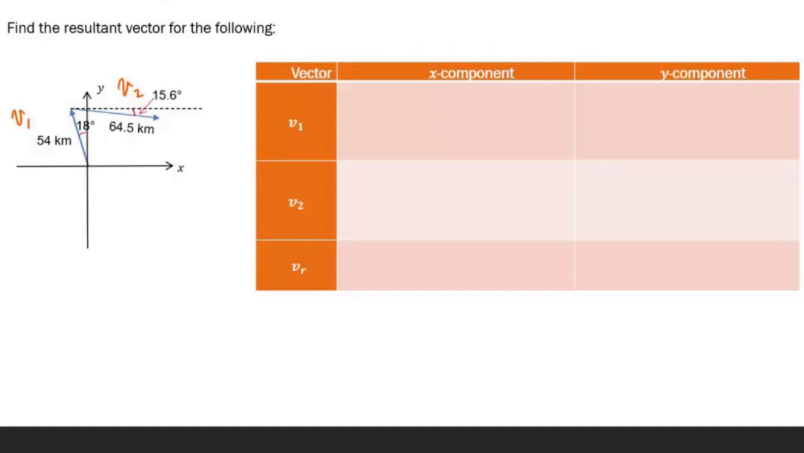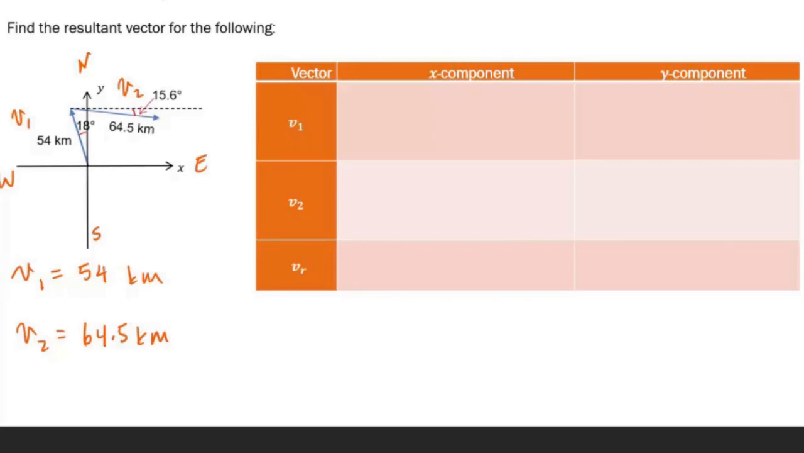So some things are fairly straightforward. Vector 1 has a magnitude of 54 kilometers, and vector 2 has a magnitude of 64.5 kilometers. This is a displacement problem. How far did you travel and in which direction? We can think of this as points on a compass: north, east, south, and west. So here we traveled 54 kilometers northwest, 18 degrees west of north.